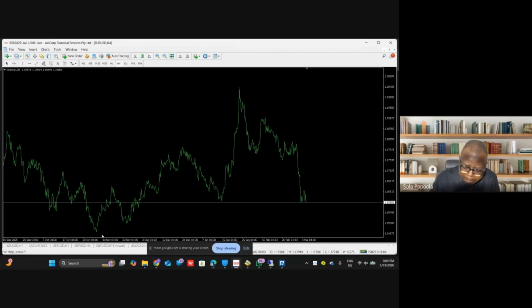Now, apart from the mountain peak, we also have the valley. Look at the valley, the low. If it comes down here, it goes up. Anytime you see this V shape, it will always go up. Now, are all these supports and resistance zones? No. Let's look at how we identify them.